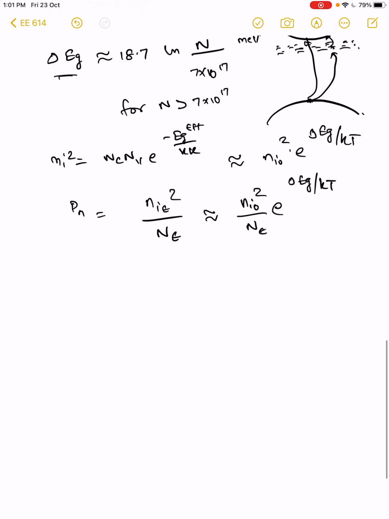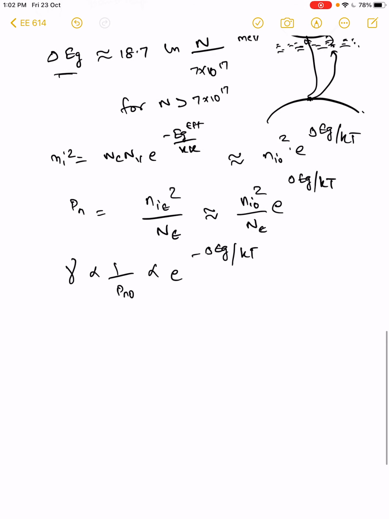So the actual emitter injection efficiency, which is proportional to 1 by Pn naught, as we saw, now goes to be proportional to e power minus del Eg by Kt. So the high doping density which we actually introduced to reduce Pn naught also started to increase the minority concentration in the emitter side because of the band gap narrowing situation, right? So this is the non-linearity or non-ideality caused due to band gap renormalization because of very high emitter doping density.